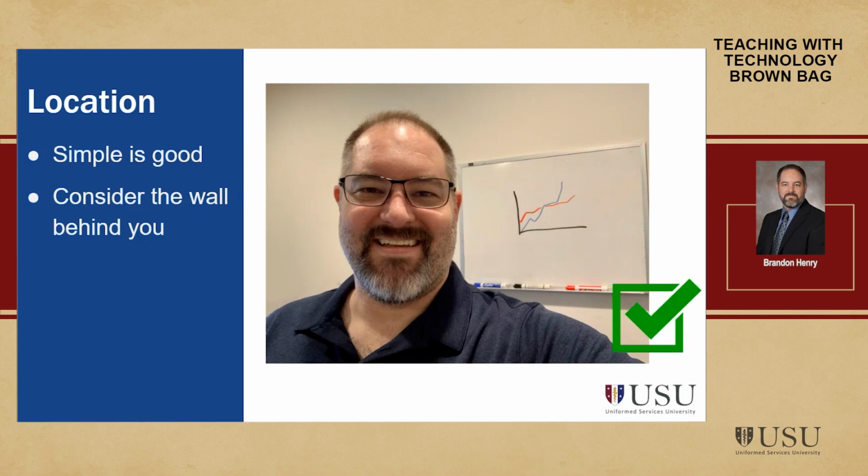So if you're in front of a white or a solid wall, you also want to try to wear a contrasting color from the wall. So if you're in front of white, you don't really want to wear a white shirt. And if it's possible to pull your desk out away from the wall, if you can add a little bit of space between yourself and the wall, that will help reduce some of those distracting shadows that might be cast on the wall directly behind you.